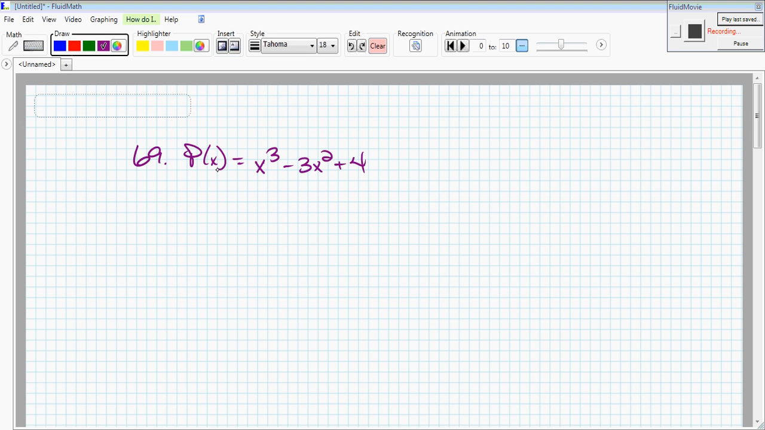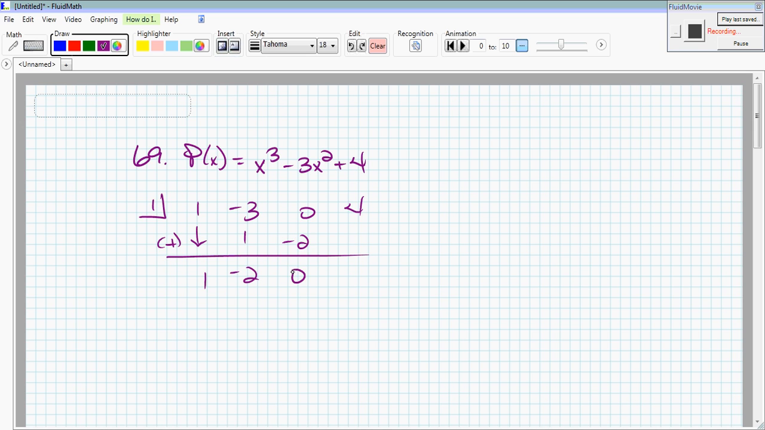They could both be negative, they could both be positive, but let's just start at 1. So we have to add in a 0 for a placeholder. So we bring down the 1 and multiply. -2, 0, 0, and 4. So in this case, they're not all non-negative and they're not alternating.